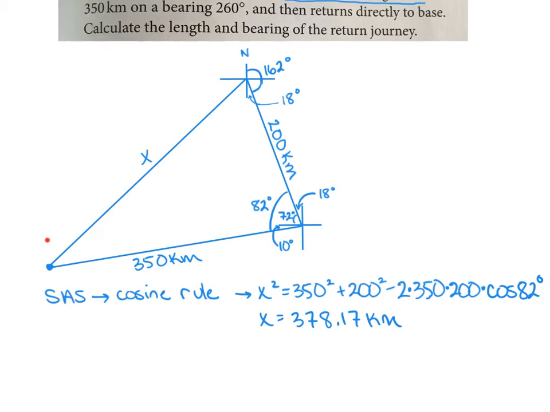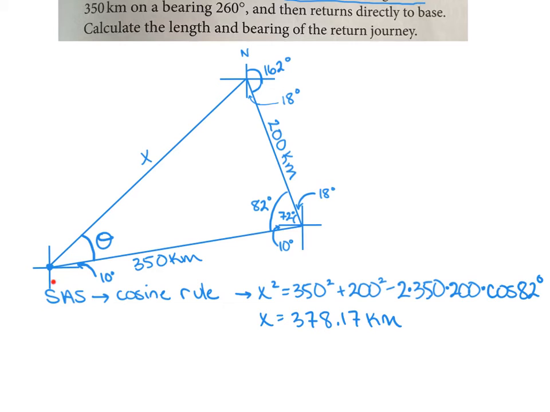Now to find the bearing of the return journey, I want to draw in one of my compass crosses here because I'm going to need to measure. So the bearing of the return journey means I want to know on what angle do I go to get back to the base. So I need to know the angle from the north swinging to this length that we just found. So I'm going to put in my compass cross.